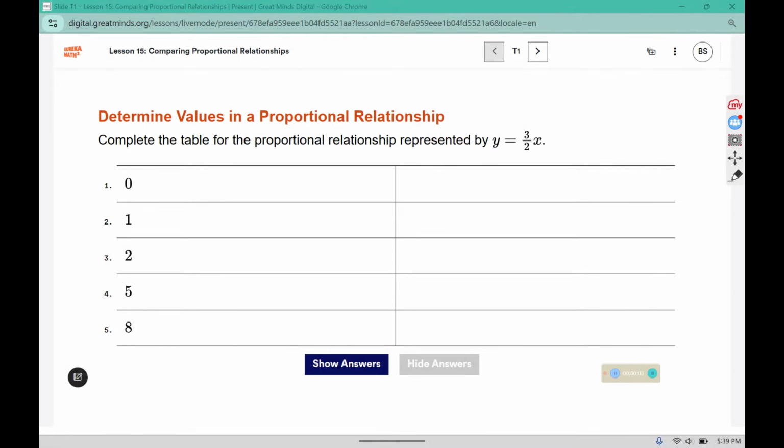Complete the table for the proportional relationship represented by y equals 3 over 2x. What you are going to do is you're replacing the x value with the number provided. So it will look something like this.